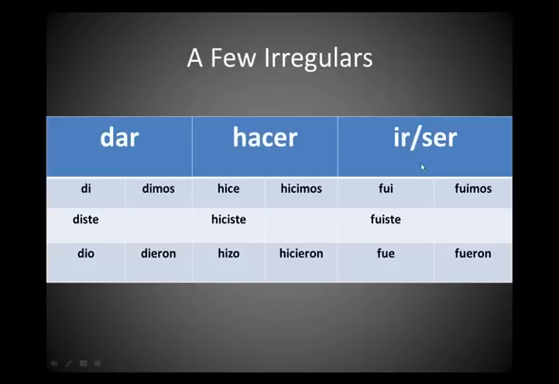Ir and ser, two verbs that mean very different things. To be and to go look exactly the same in the preterite. The only way to tell them apart is based on your context. If you're in a context in which ser would be used, you have to know that fui would be I was. If you're in a context where ir would be used, you'd have to know that fui would mean I went. So ser would be I was, and then ir would be I went, right? So very irregular. Fui, fuiste, fue, fuimos, fueron.